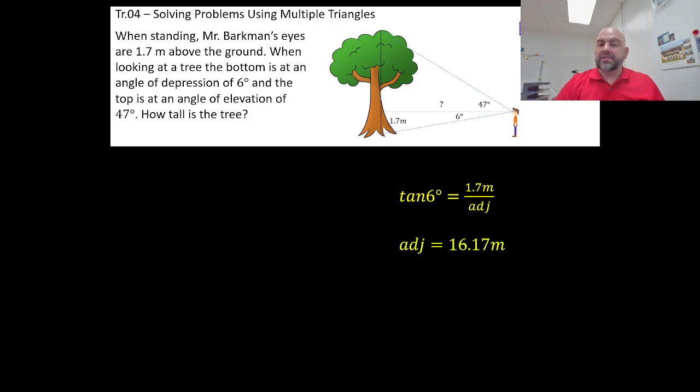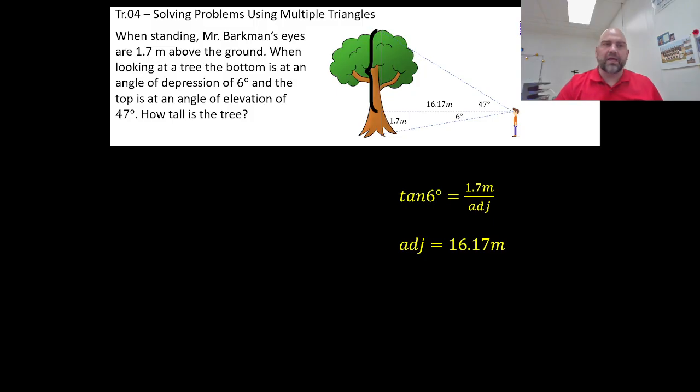We're going to get that our adjacent side there is 16.17 meters. Again, keep decimal places. Don't just leave it at 16. Keep a few decimal places. I'm going to replace that on there, so that becomes 16.17 meters. That's how far I am away from the tree. Then we're going to use that number in order to solve for the height of the tree.